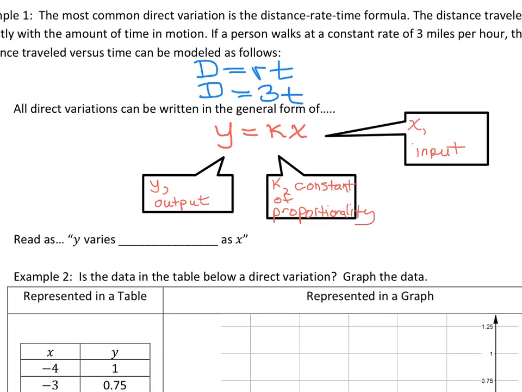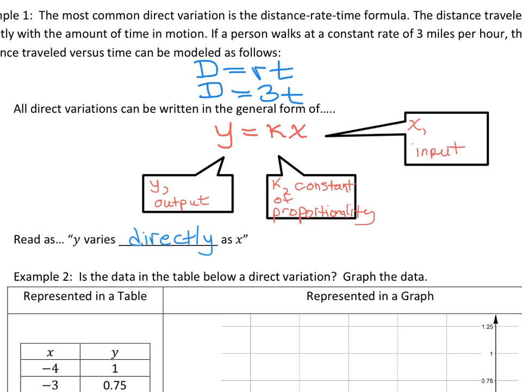So the way we would read this, y equals k times x, is y varies directly as x. So if you saw that written in sentence form, y varies directly as x, you would translate that English into this equation.